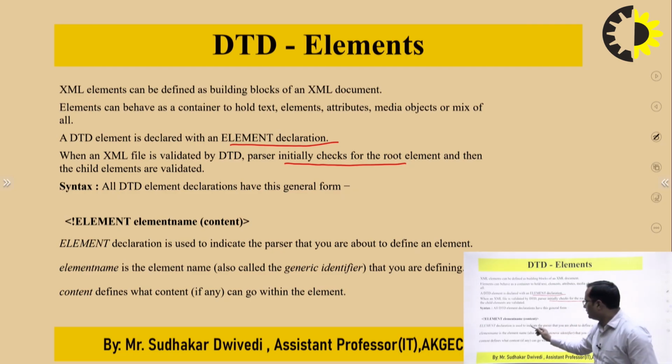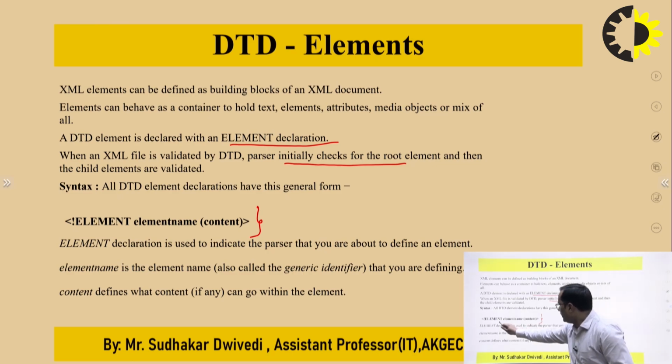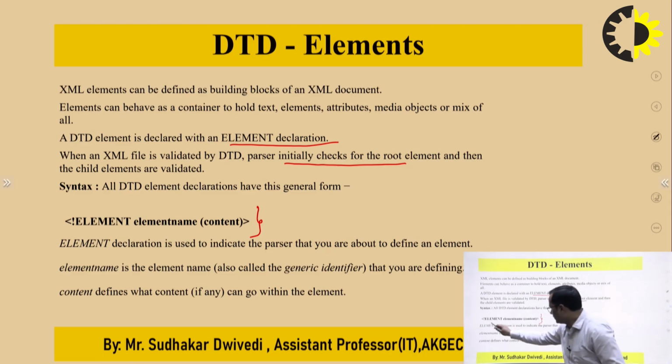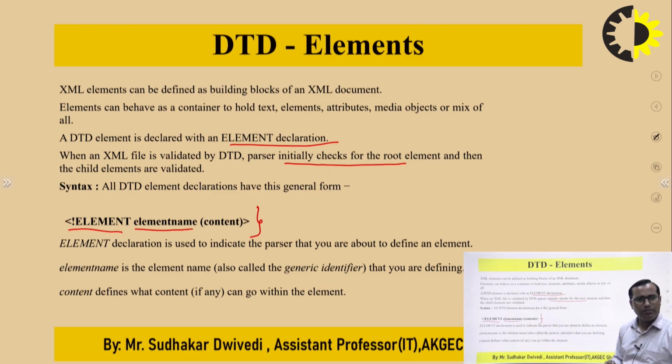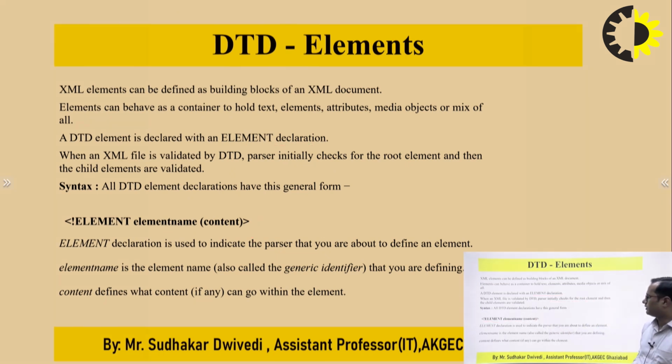So what is the way we can represent the element? This is the way we can represent it: ELEMENT, then the element name, and then the content. The element declaration is used to indicate to the parser that we are about to define an element. Element name is just the name of the element, and the content defines what content can go with this element.